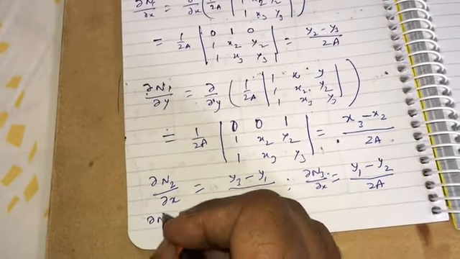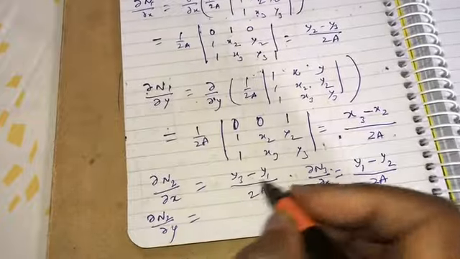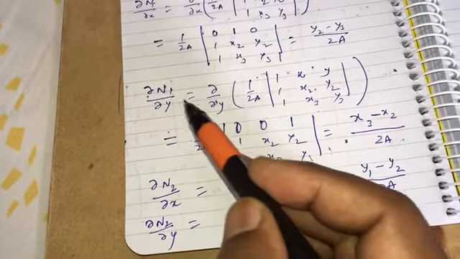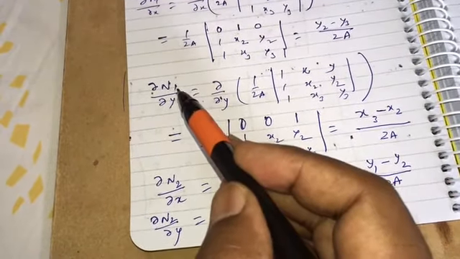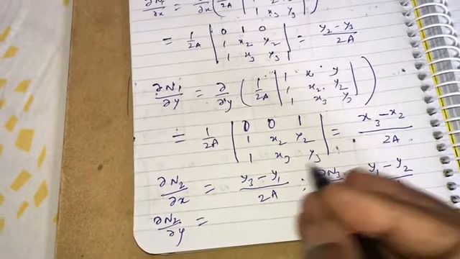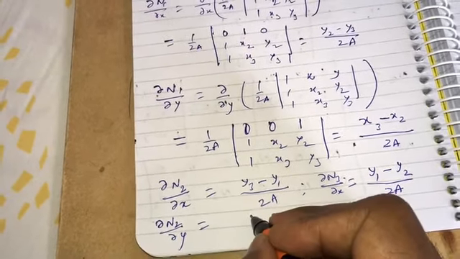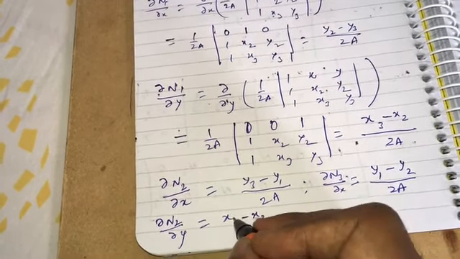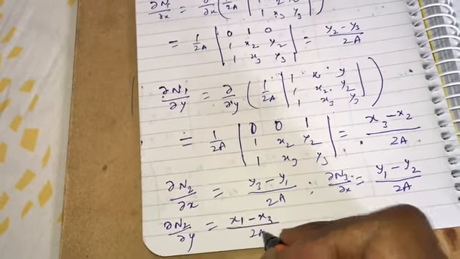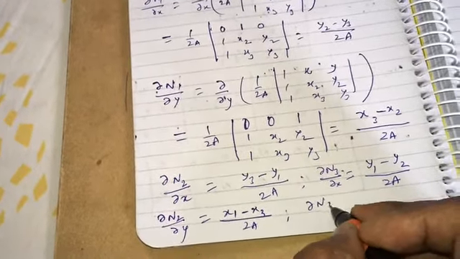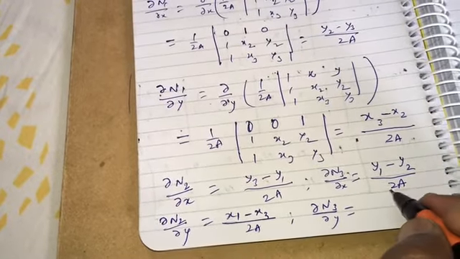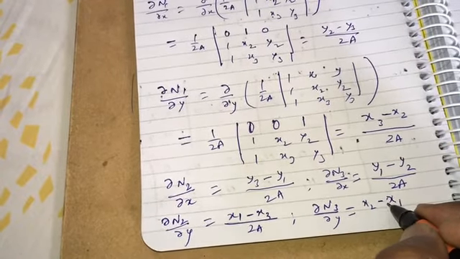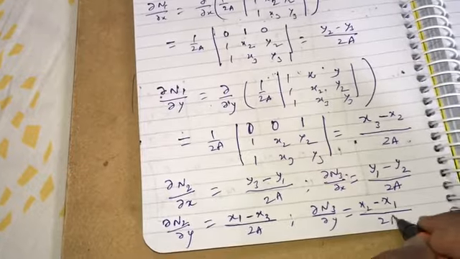Similarly, del n2 over del y, we can find out. So this is 1, then this becomes 2, 3, 1, then x2 here and 3 here. So similarly, this is 2, so x3, x1 over 2a. And similarly, del n3 over del y equal to 3, so x1, x2 here, and over 2a.